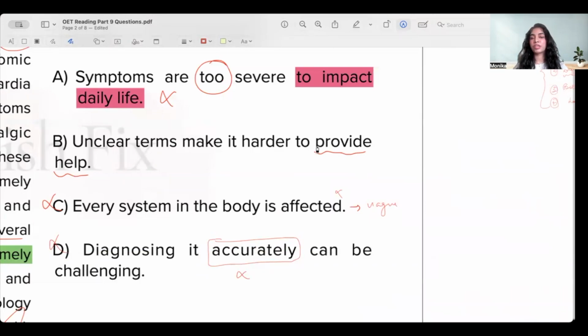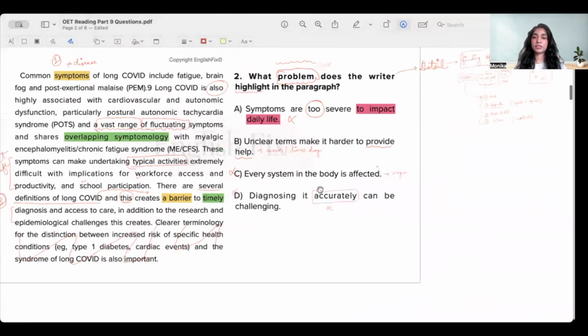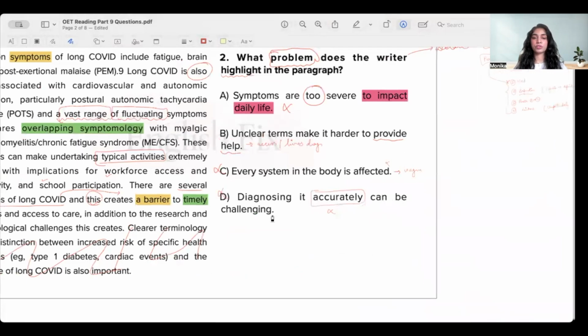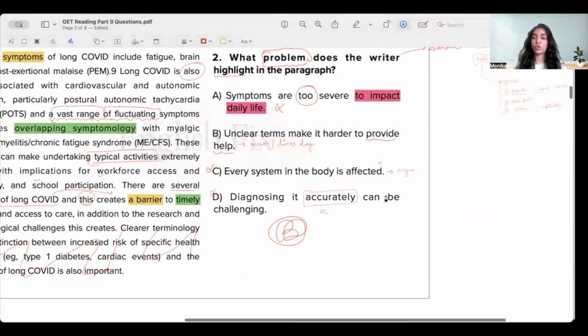Unclear terms make it harder to provide help. What kind of help? Access to healthcare, timely diagnosis. So if you're diagnosing a problem, that I would also consider here, timely diagnosis as well. So in this case, our answer option that is correct is answer option B.